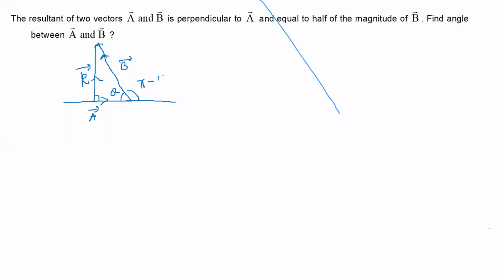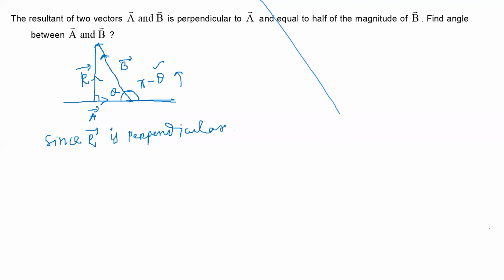Pi minus theta. Undoubtedly, this is pi minus theta. The angle made with the positive x-axis in the anticlockwise direction, we will find this angle, the angle between A vector and B vector. And here, as per the question, R is the resultant, and that R is perpendicular to A. So since R vector is perpendicular to A vector, R vector is perpendicular.